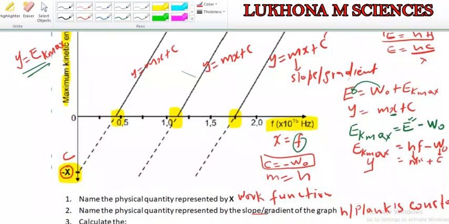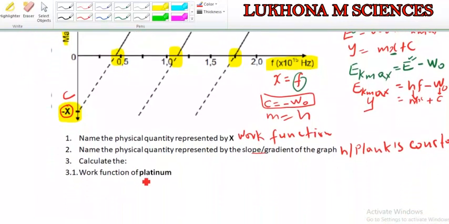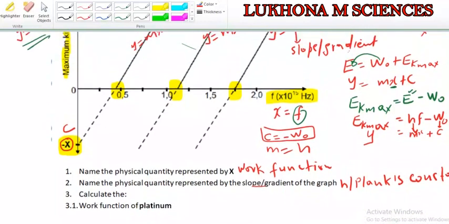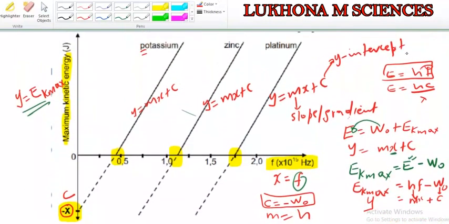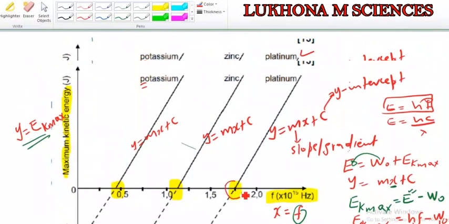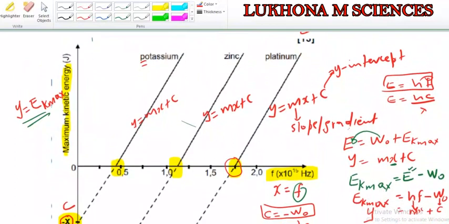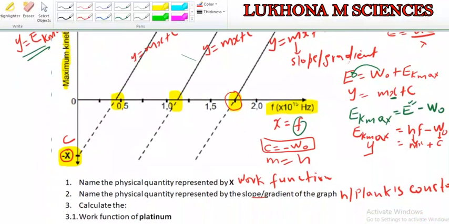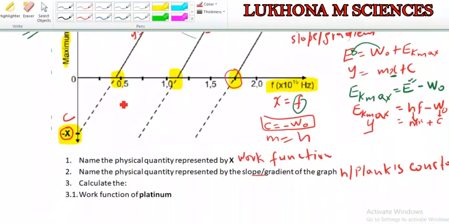Okay, then the last question that I have here: calculate the work function of platinum. So we are going to look at platinum now. This is platinum. We need to know this value only on platinum. That value represents the frequency. If this one is 0.5, this one is half of 0.5, so 0.5 divided by 2 is 0.25. So here it's 0.25.